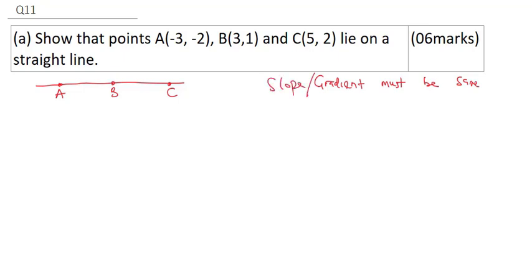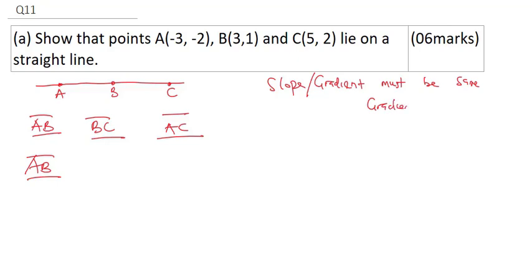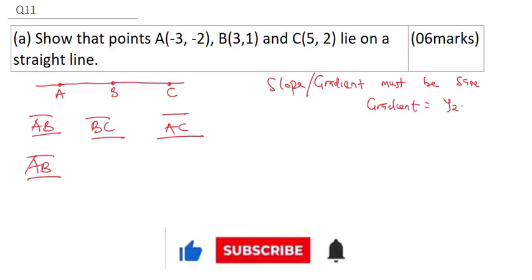So all we need to do is to calculate the gradient of line AB. Then we'll also calculate the gradient of line BC. Then we will calculate the gradient of line AC. So now let's test whether their gradients are going to be the same. Now, line AB, to calculate the gradient, you need to recall that your formula for gradient is y2 minus y1 over x2 minus x1.